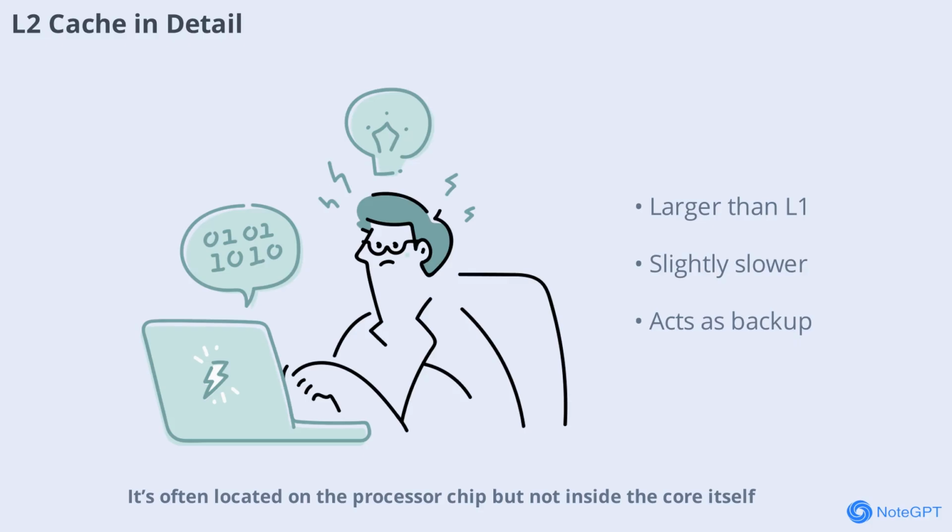Moving to the next level, L2 cache is larger than L1 but a bit slower. It's often located on the processor chip but not inside the core itself. L2 cache acts as a backup for L1, storing data that might not be needed as frequently but is still important for performance. By having this extra layer, the processor can still access data quickly, even if it's not in the L1 cache.